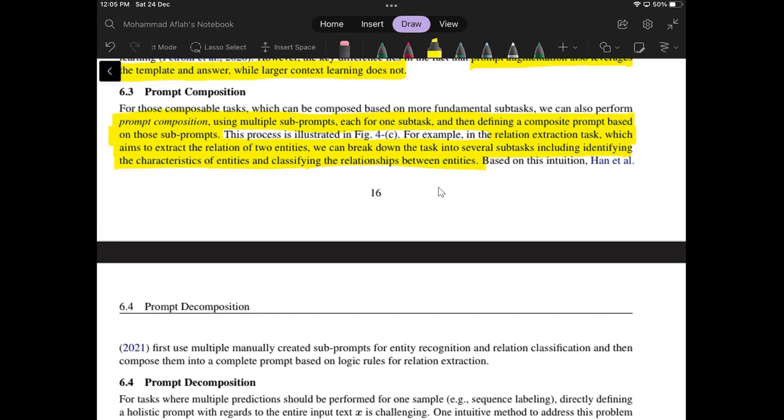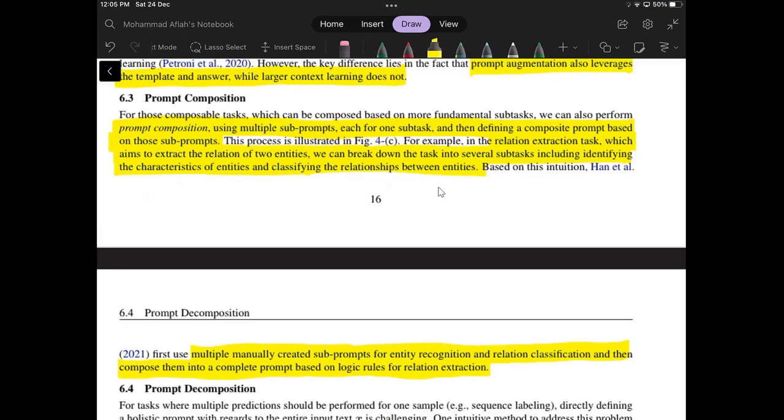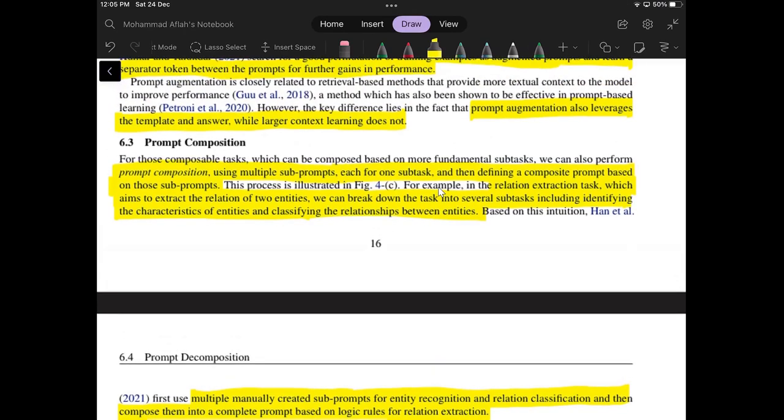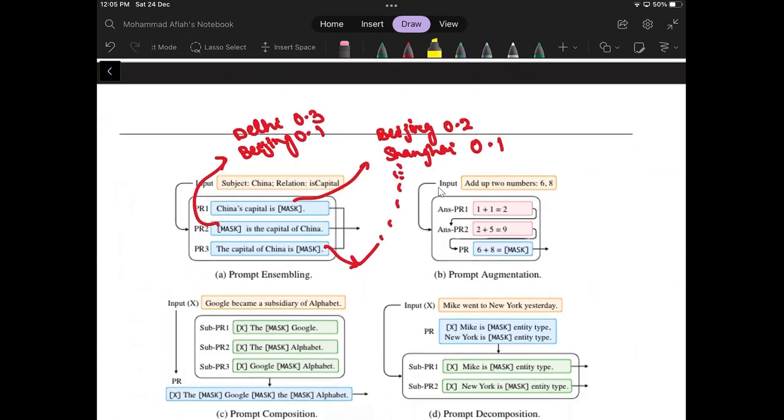So based on this intuition, Han et al. first used multiple naturally created subprompts for entity recognition and relation classification, and then composed them into a complete prompt based on logic rules for relation extraction. I guess this is pretty self-explanatory why prompt composition works. So let us now have a look at an example on prompt composition.